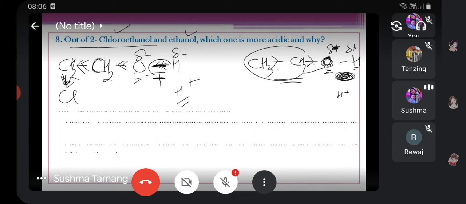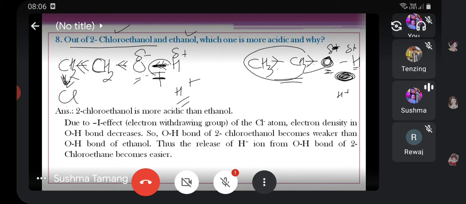So what is the answer? Out of two, which one is more acidic? 2-chloroethanol. So because of the minus I effect of the chlorine atom, the electron density in the OH bond decreases. So the OH bond of 2-chloroethanol becomes weaker. Thus the release of H plus ion from OH becomes easier. In the same way, with the plus I effect, the OH density is more and it becomes difficult to release H plus ion.